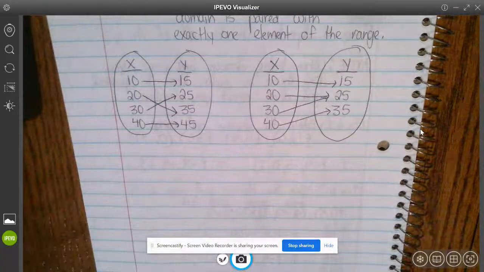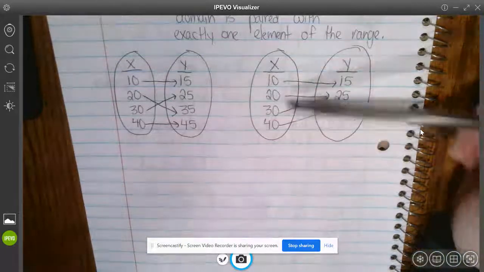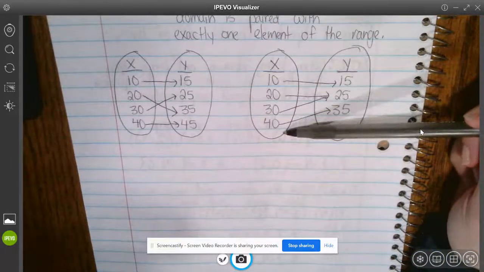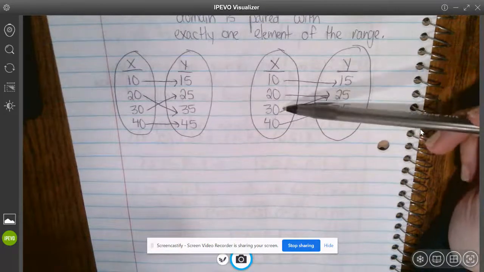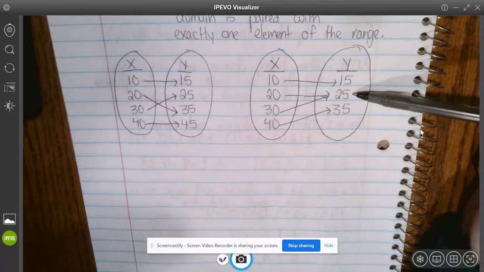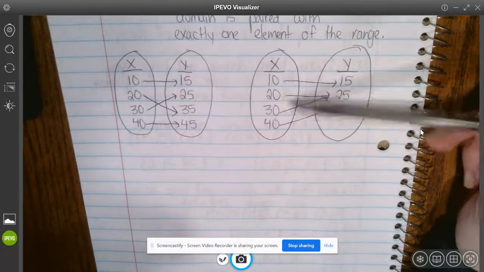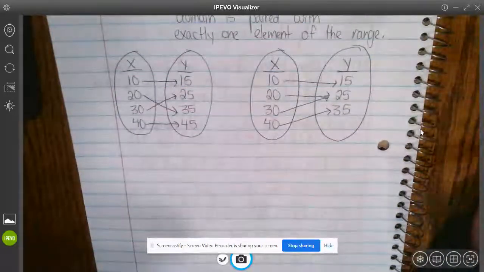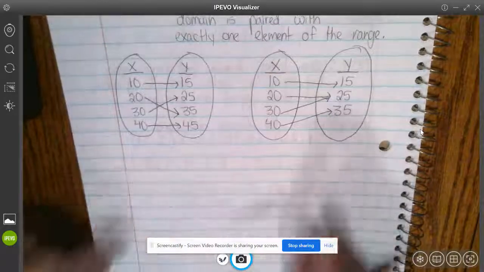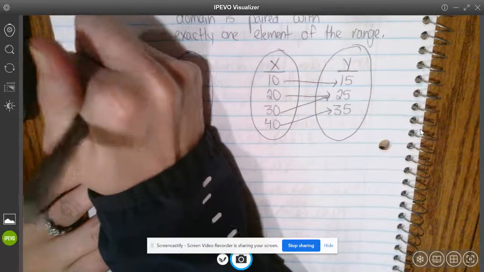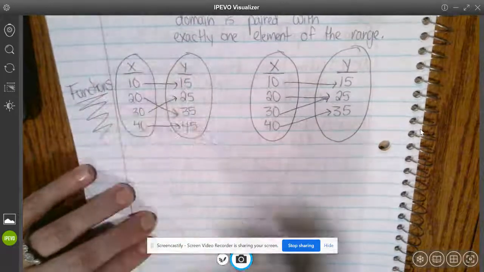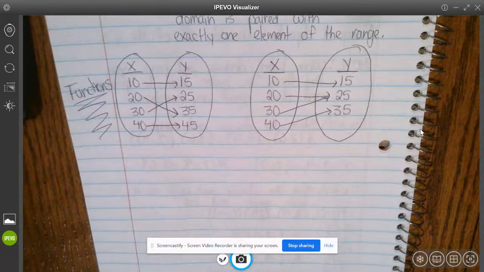So we ask, is this a function? I ask myself, can I have 4 different burgers with 3 different prices? So essentially this burger and this burger have the same price. Is that possible? Yes, that's possible to have 2 different burgers that have the same price. So both of these are functions. Okay, both of those work for functions.